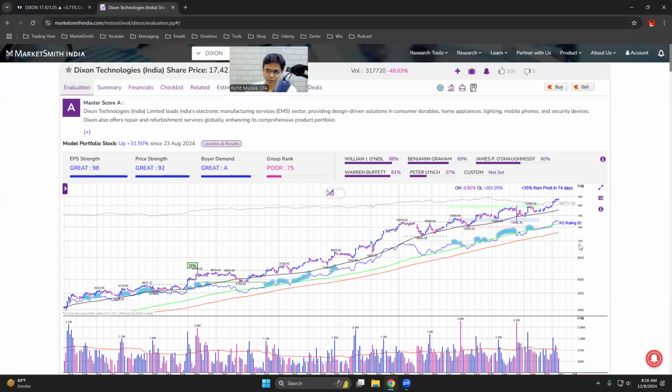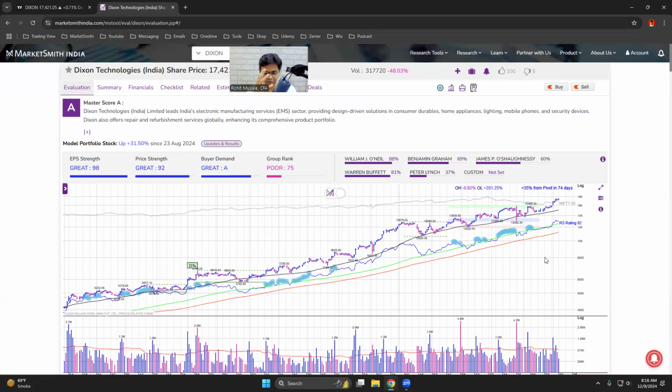Blue dot, yes. So what is a blue dot? If you see here the base, you see blue dots in the base. Blue dot means 52-week high of the relative strength line. The relative strength line represents the strength of Dixon stock relative to the Nifty. When that line reaches a 52-week high, that means the stock has never been this strong before. That is what is represented by the blue dot. And when the blue dot comes in the base, it is considered to be an extremely powerful sign.